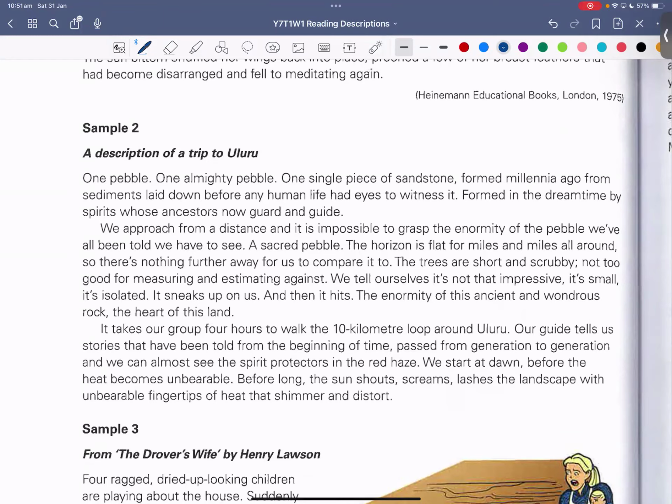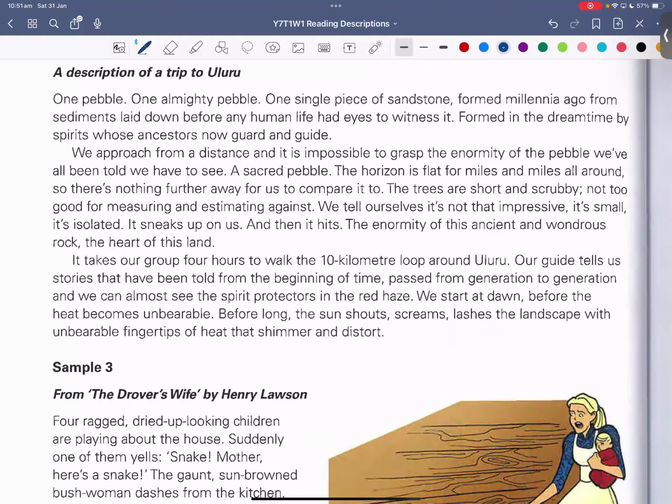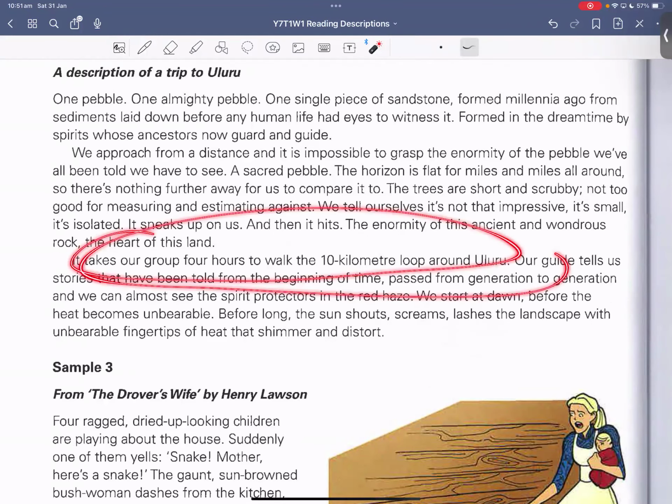It takes our group 4 hours to walk the 10. So what feeling comes across here? Tiredness? Yeah, 4 hours. But I think that sentence is more literal. If we want real feelings, something like the heat becomes unbearable is more feeling oriented. So something like that is a lot more dramatic. Here we get the idea that they're tired, but this one exaggerates it, really brings it to life.